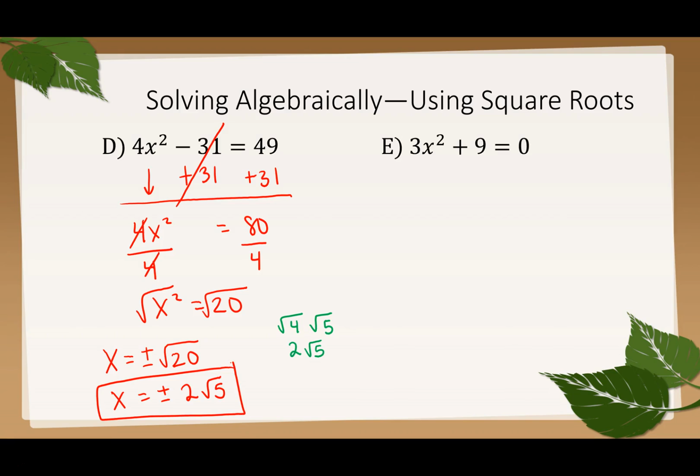All right, last one here, folks. We're going to subtract 9 from both sides. We drop down our 3x squared. This cancels. I'm left with a negative 9. Divide by 3. The 3's cancel, and I'm left with x squared is equal to negative 3.